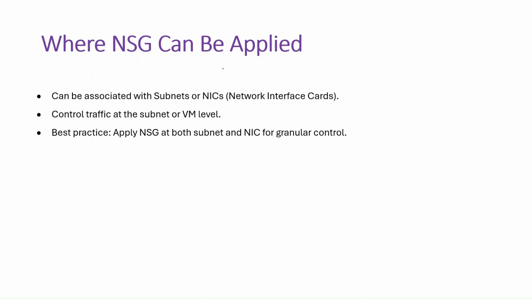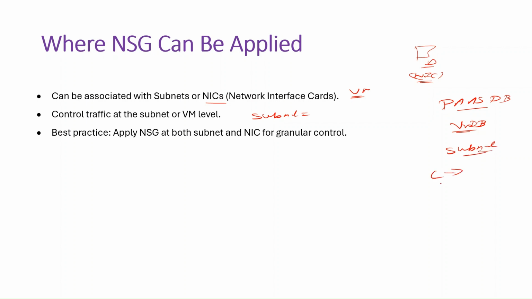Where can NSGs be applied? NSGs can be applied to the network interface card of the virtual machine, or at the subnet level. Consider you are deploying a VM and you want to allow traffic only from a particular IP address or port, then you can apply it at the NIC level. Or consider you have something like a PaaS database or a VM as a database. In this scenario, you can apply it at the subnet level so that only the required ports and IPs are allowed to talk to the subnet or database. As a best practice, you can apply NSG on both the subnet level and the NIC level.